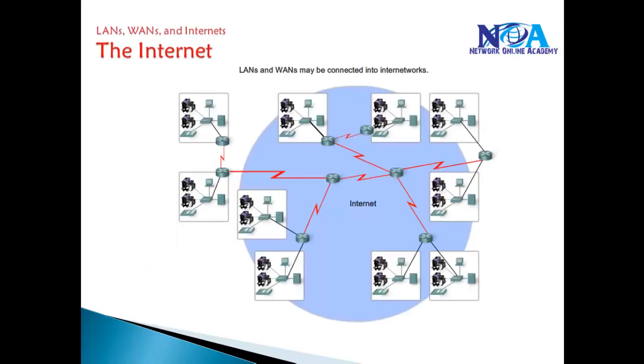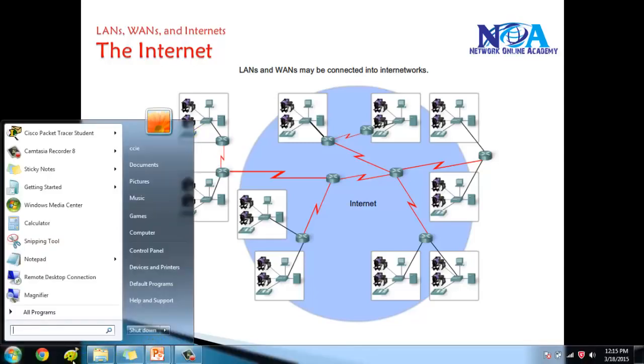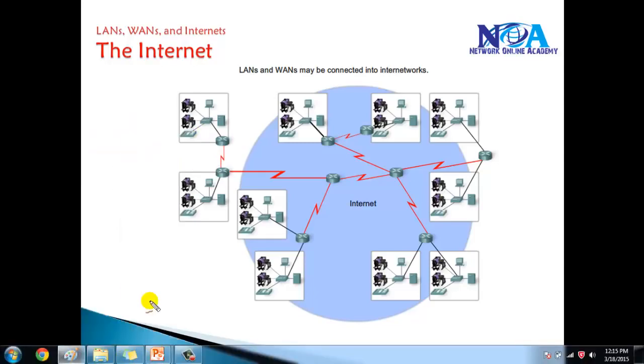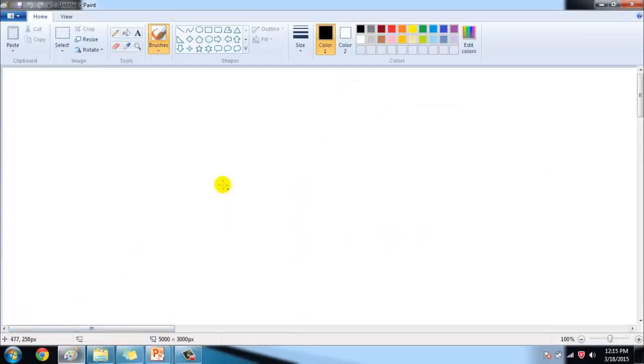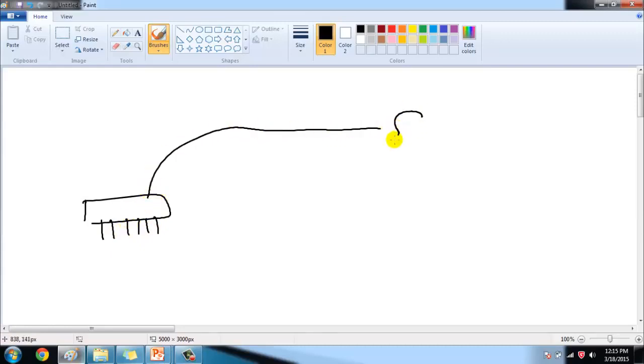Now we got one more network called internet. Internet is a set of networks, or a group of LANs and the WAN. Let me take an example of a small office. Let's say this is my small office and I have some computers in the LAN, and I'm accessing the internet.